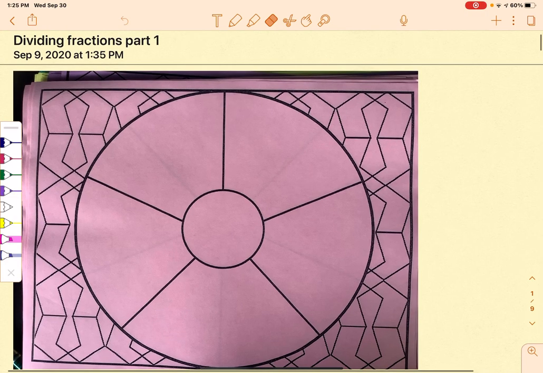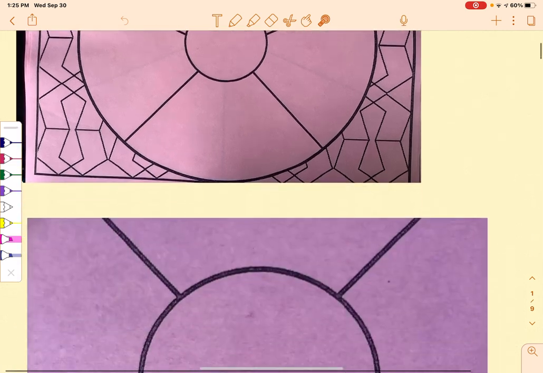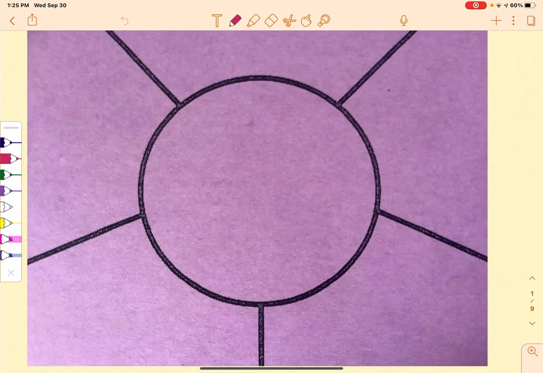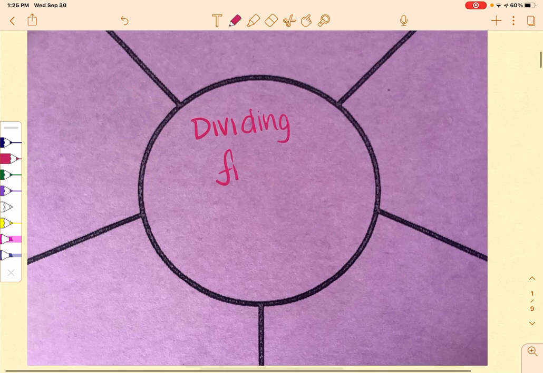Hi guys, today we're going to start with the first part of dividing fractions. So again, we're starting with our organizer and we're going to start by filling in the center here. Now in order to make this work, I'm going to split the fractions dividing part over 2 days. So we're going to say dividing fractions and we'll call this part 1.